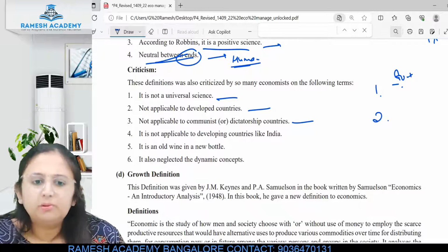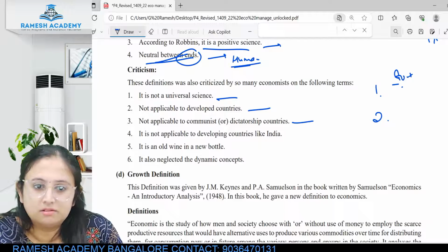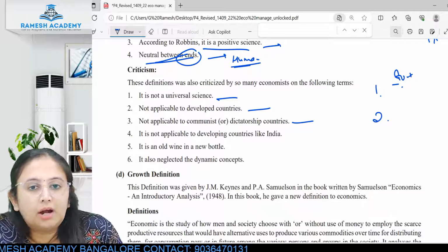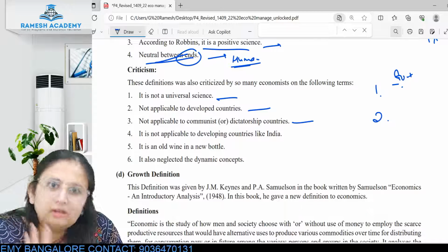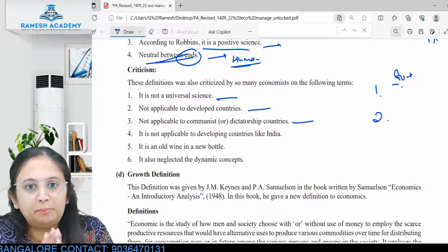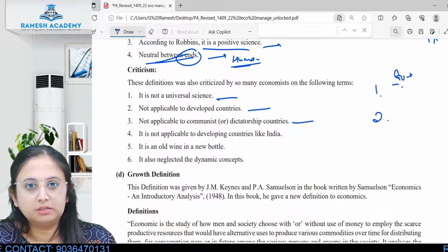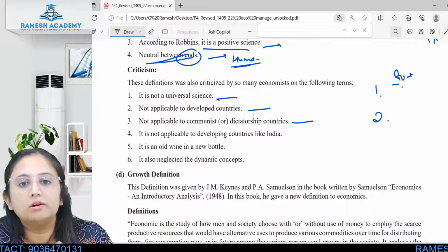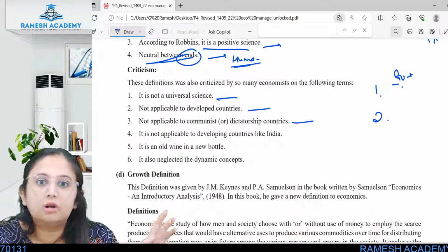And it's not applicable to developing countries like India. In India, it's just now developing. So you can't think about resources, unlimited wants, all those things. People are having limited wants only in India because it's still developing. You can't have huge wants when you are not earning much. Then how can you have so much of wants? So for a developing country or an already developed country, it is not applicable.